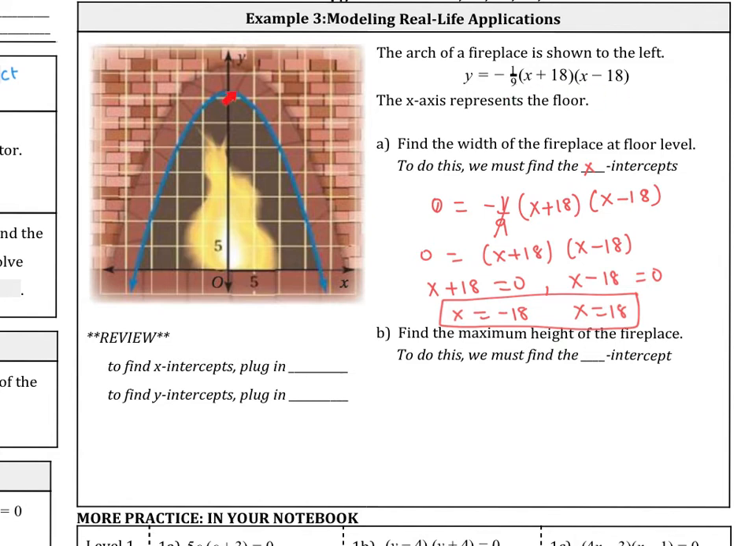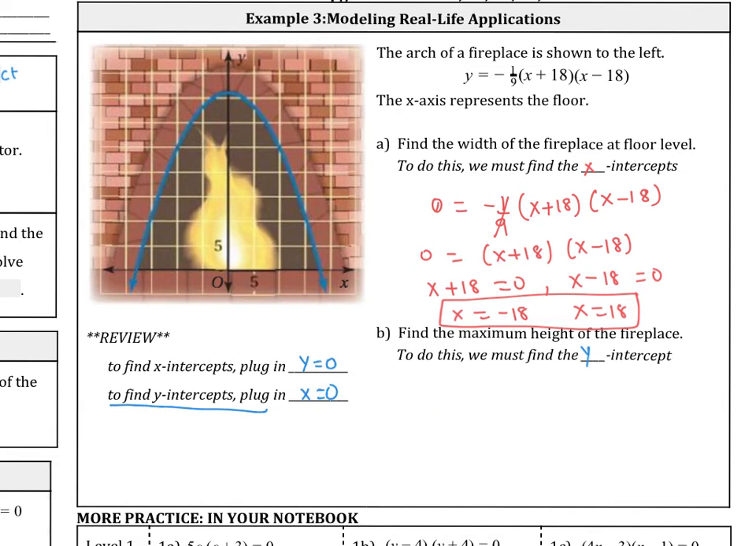Now you're going to find the maximum height. Find the maximum height of the firework. To do this, we find the y-intercept. So this point that we're going to find, you can see that this is a y-intercept. To find the x-intercept, you can plug in y equals 0. And to find the y-intercept, you plug in x equals 0. So that's the review.